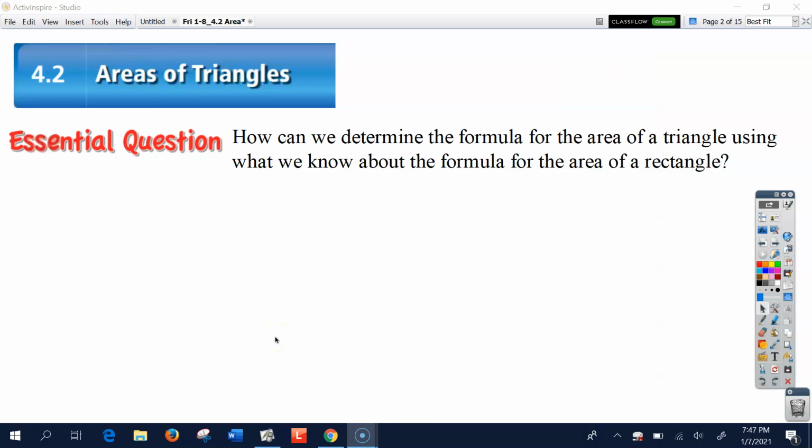Hello, this lesson is 4.2 Areas of Triangles. The essential question is, how can we determine the formula for the area of a triangle using what we know about the formula for the area of a rectangle? So notice in this whole unit of finding areas of different polygons, we keep going back to what we know.